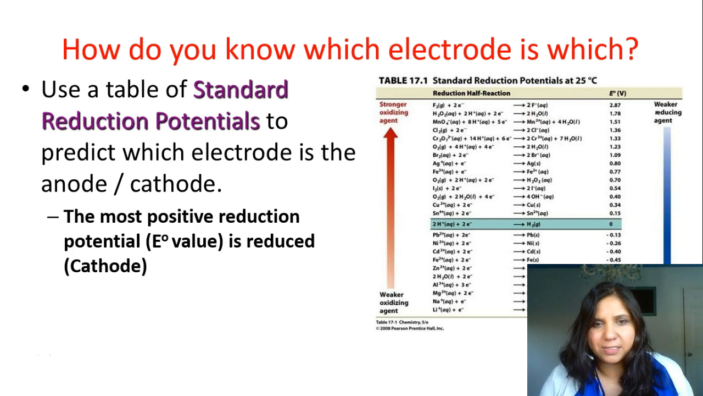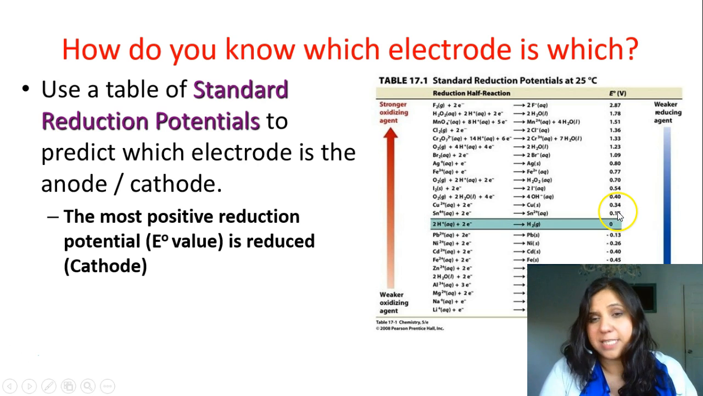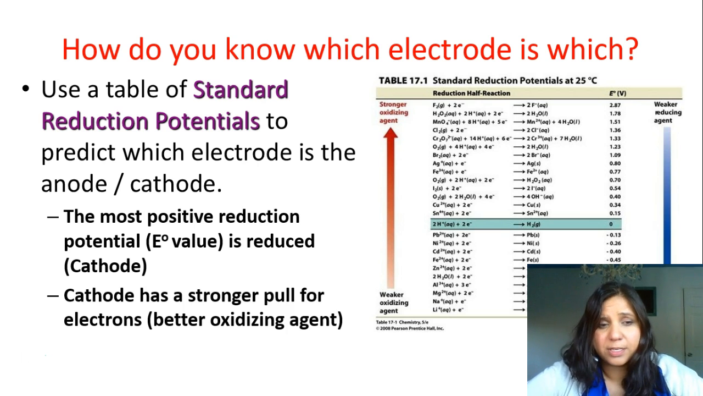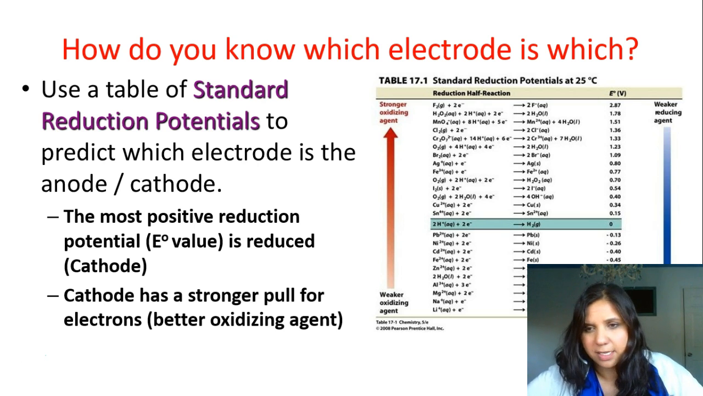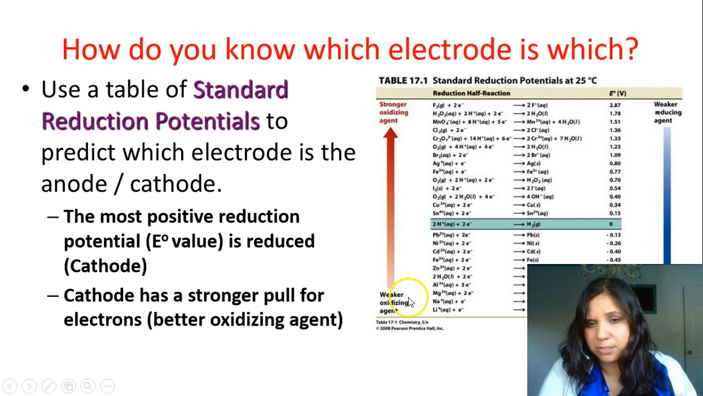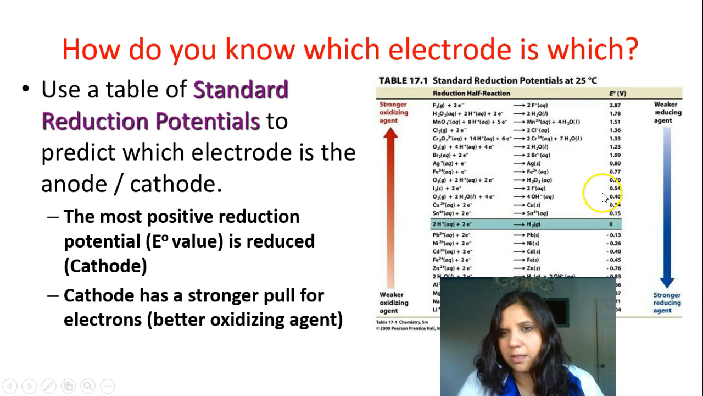Whichever one is the most positive, in terms of the values, will be the cathode. It's the cathode because that is red cat, where the reduction is happening. The cathode has a stronger pull for electrons, which makes it a better oxidizing agent. So you can see on this table, it's written with the stronger oxidizing agents at the top, the more positive ones, and then the weaker oxidizing agents are at the bottom. On this side, you see that it's the weak reducing agents at the top and the strong reducing agents at the bottom.